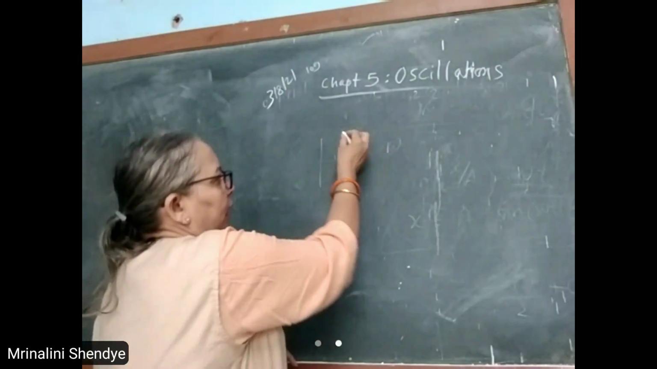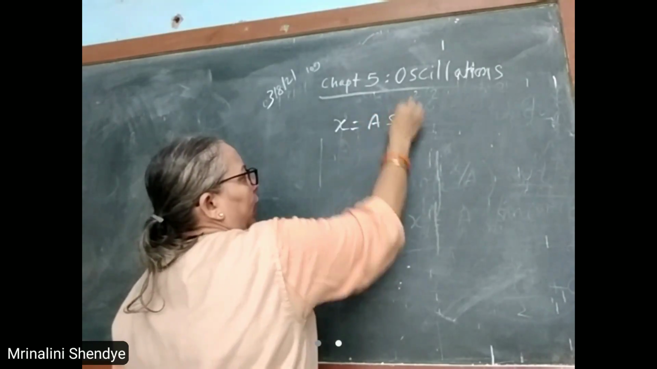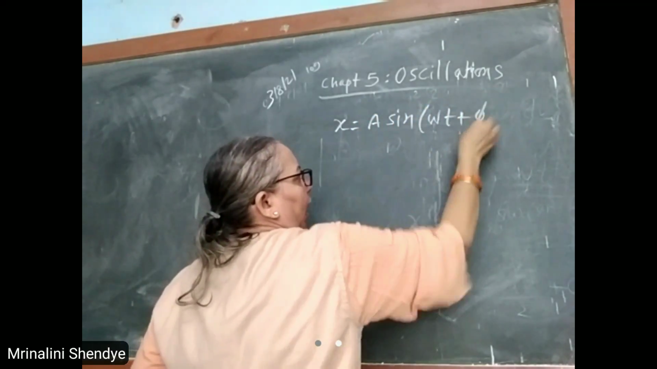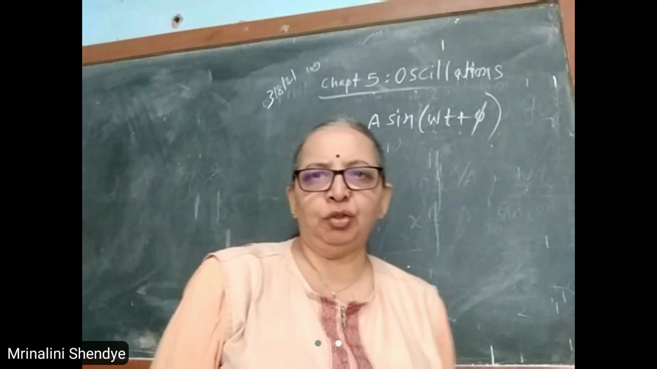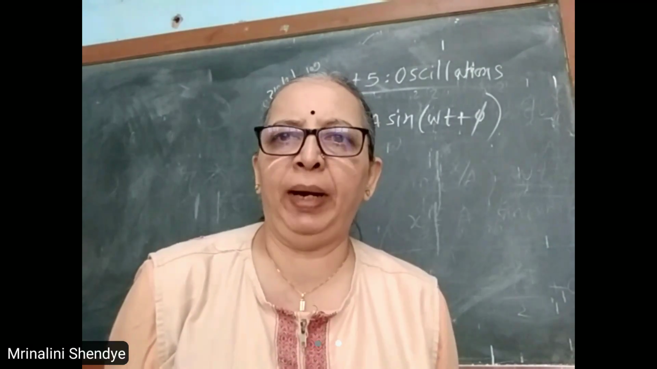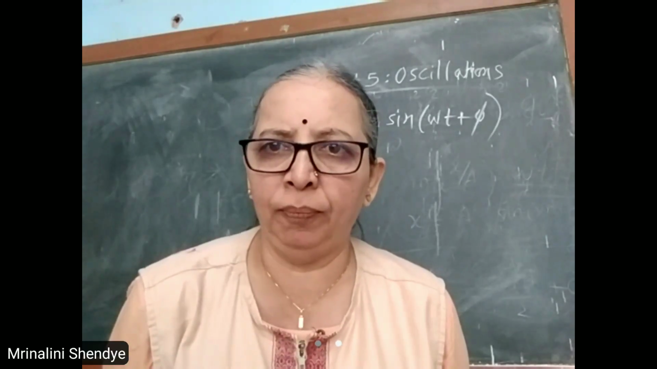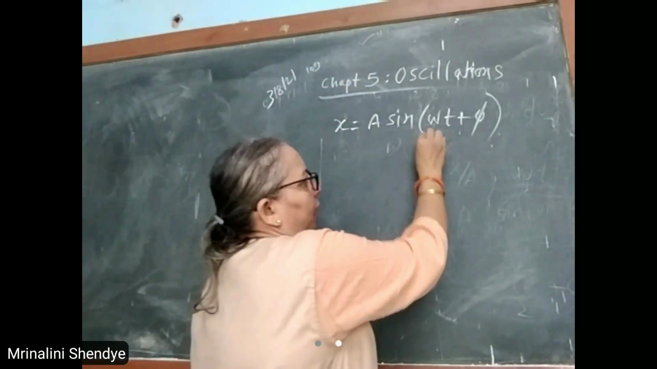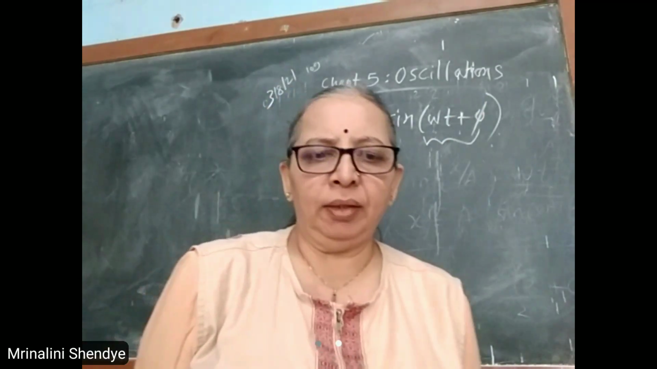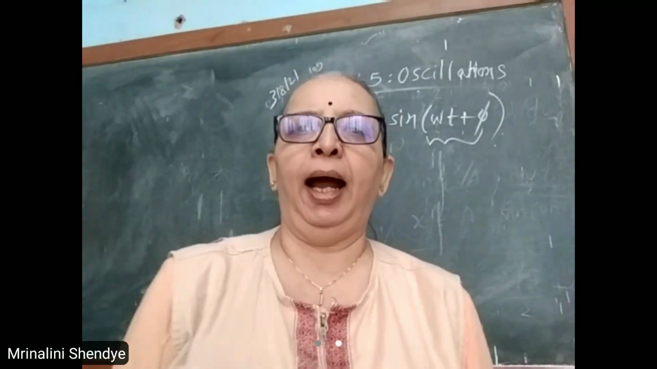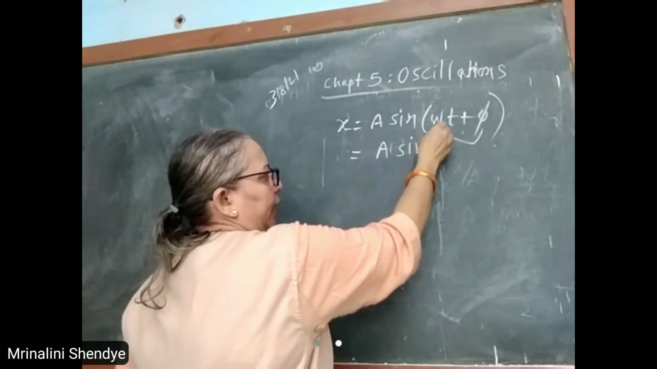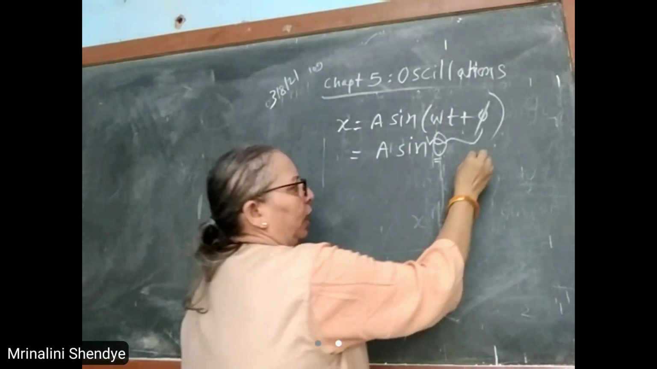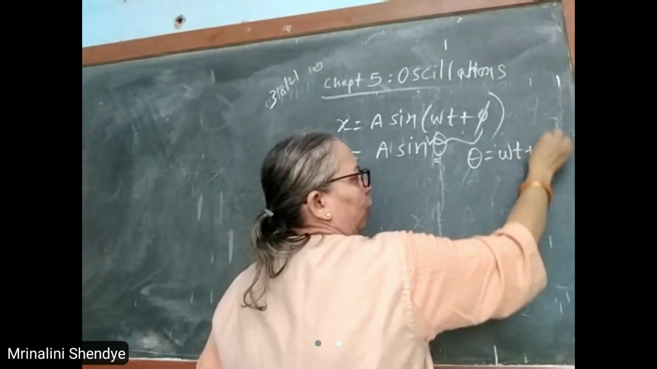The basic equation, the general expression for displacement, is x equals a sin(omega t plus phi). Omega is angular velocity and phi is called the initial phase, or epoch. The term omega t plus phi is called angular displacement. In short, we can write displacement x as a sin theta. So this theta, which is omega t plus phi, is called angular displacement.